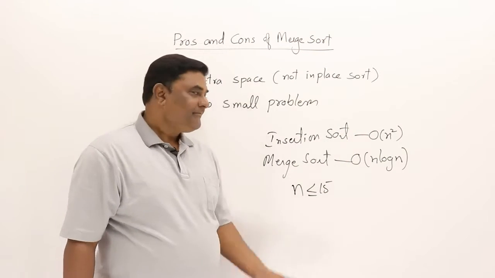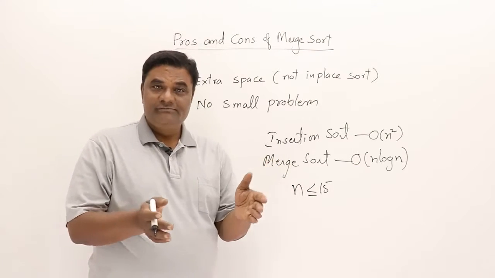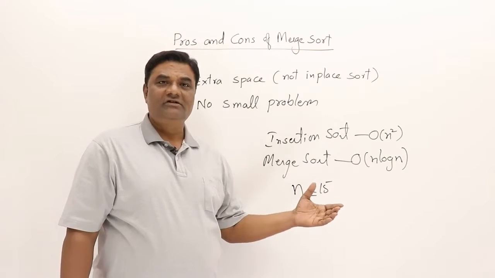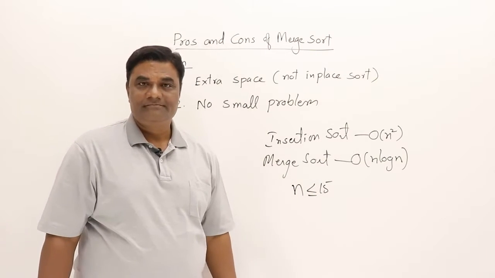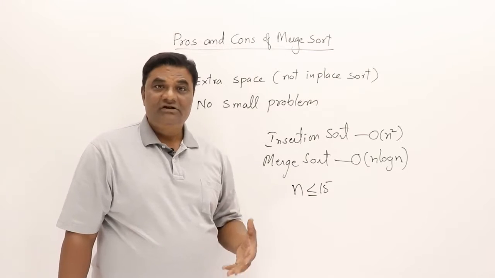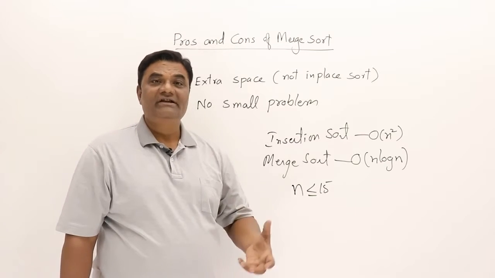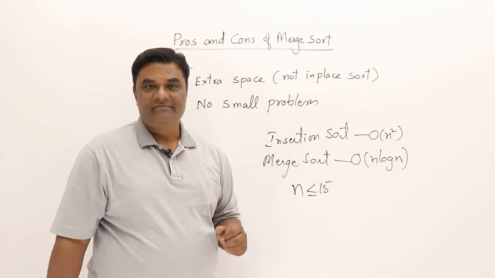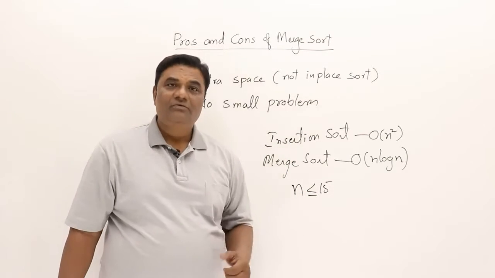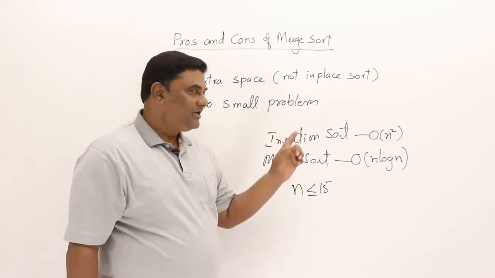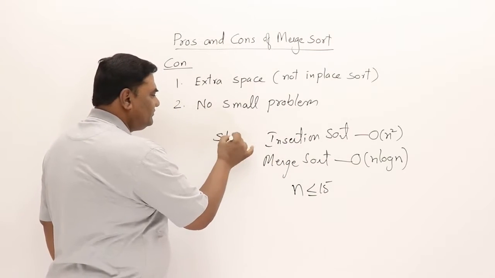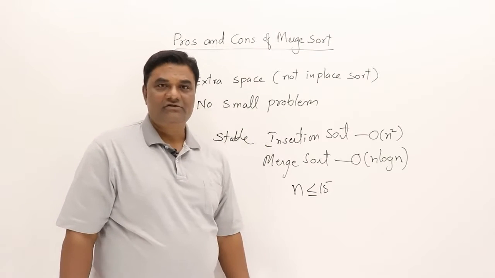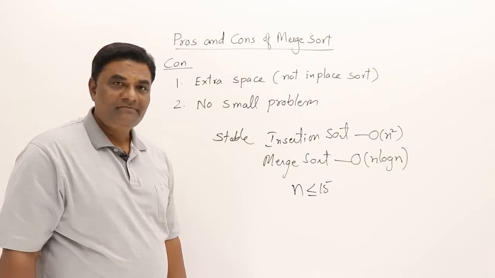So what we do is, for a small problem, if the list is small, we assign it to insertion sort. So we use insertion sort as a part of merge sort. Merge sort will not sort a small list, it will take the help of insertion sort, and the results it will merge. Now next, why insertion sort? Because insertion sort is also stable. That is the reason we use insertion sort along with merge sort.